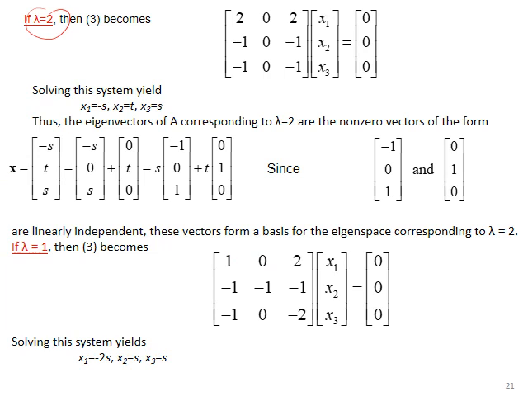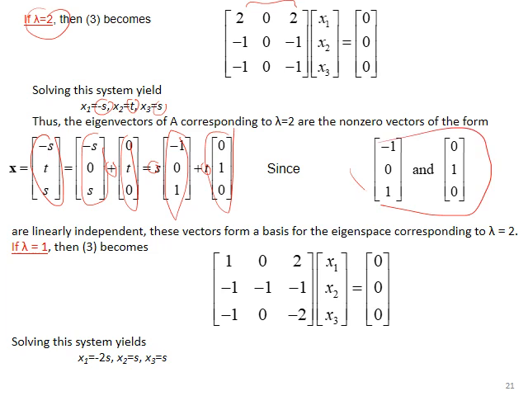I substitute it here for lambda, and I solve it the same way. I found x1, x2, x3 in terms of s and t. I put them here. I split them here into s's and t's, as you can see. Then what is left is the eigenvectors I'm looking for. These are the two eigenvectors for lambda equal 2.